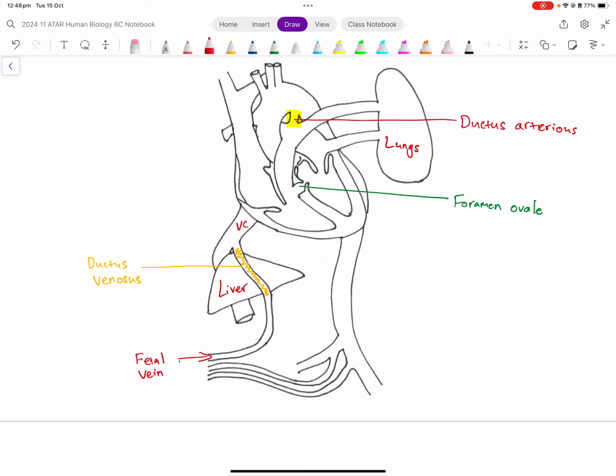The last structure, the ductus venosus, gradually again fades away as blood stops flowing through those umbilical vessels. The ductus venosus itself then constricts, closes off, and turns into a ligament, allowing for all blood to then flow through the liver.